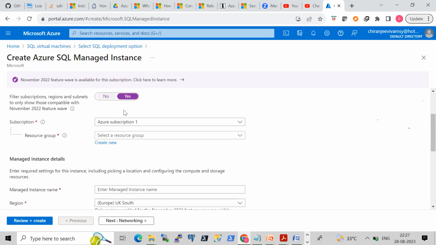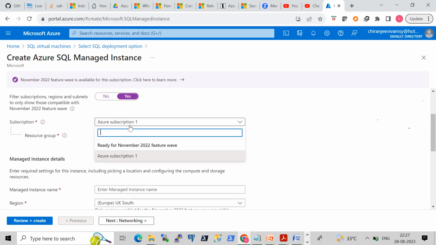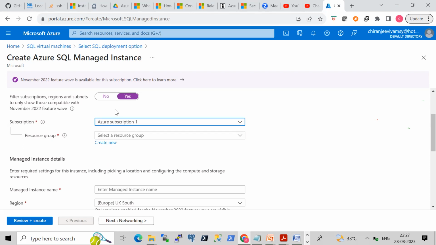But for production, imagine I have some set of subscriptions and I choose this one as production. If I click on production, it will definitely be automatically degraded. This will not let you select the November 2022 feature wave if you choose a production subscription. Not just production, even pre-prod is not allowed. Even for UAT, when I tested, it didn't allow. For the moment, they are allowing only development subscriptions. That is what you should remember when you are doing this in real time.